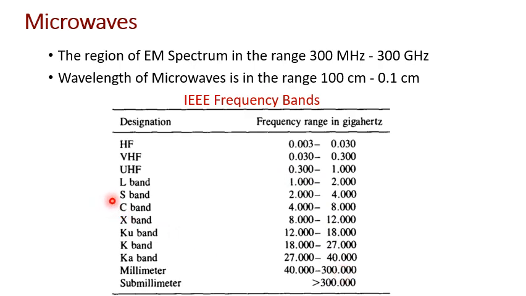The commonly used microwave frequency bands are the L band, which is from 1 to 2 gigahertz, the S band, from 2 to 4 gigahertz, the C band, from 4 to 8 gigahertz, and the X band, from 8 to 12 gigahertz. Most of the devices in the microwave labs are in the X band. Similarly, you have the Ku band, from 12 to 18 gigahertz, the K band, 18 to 27 gigahertz, and the Ka band, from 27 to 40 gigahertz.